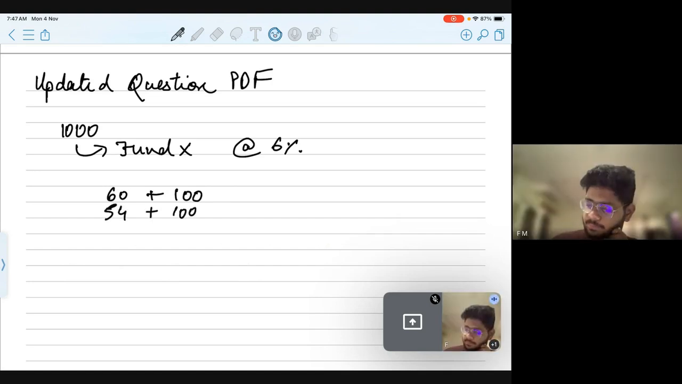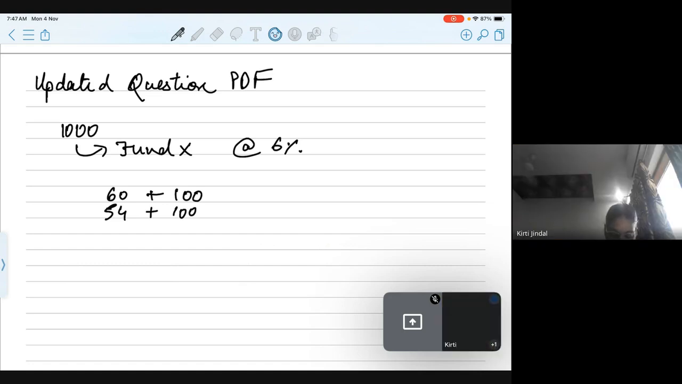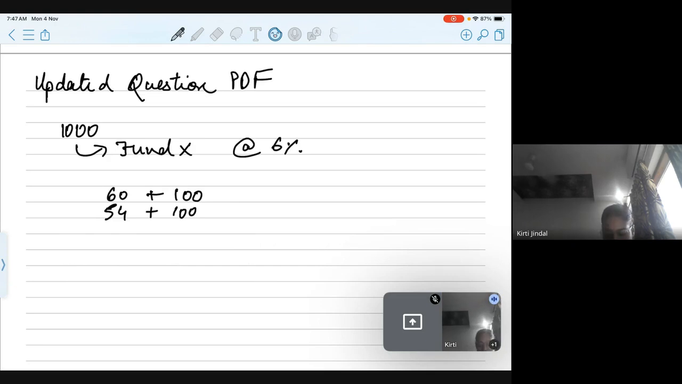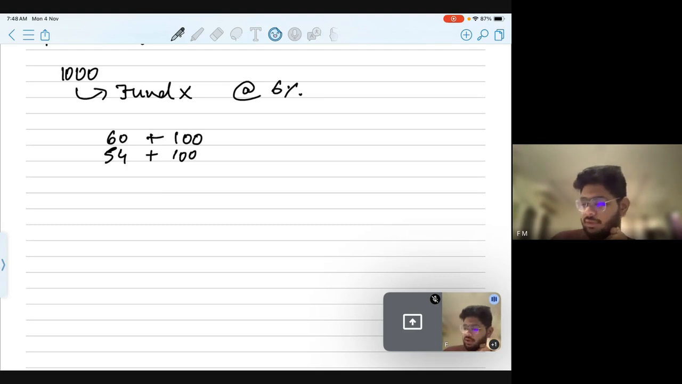Next, after that, 954 at the rate 6%. How? We will also take out the withdrawal, plus 100. No. This is how the cash flow is.